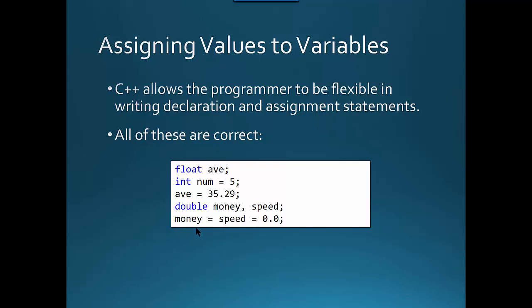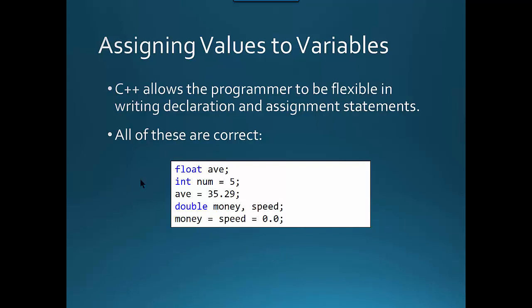And another thing you can do is chained assignment operations. The way these work is the assignment operator goes from left to right. So the first operation that's done is 0.0 is assigned into speed. And then speed, now having 0.0, is assigned into money. So this will initialize both speed and money to 0.0. So these are different ways you can do assignments.